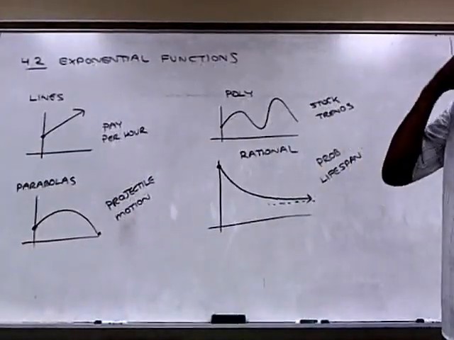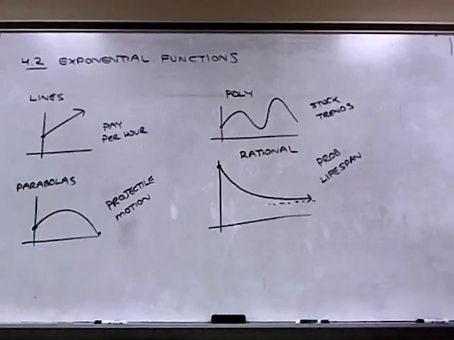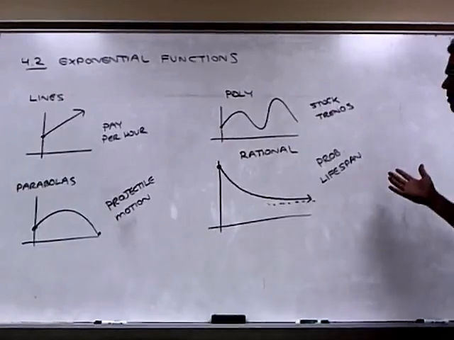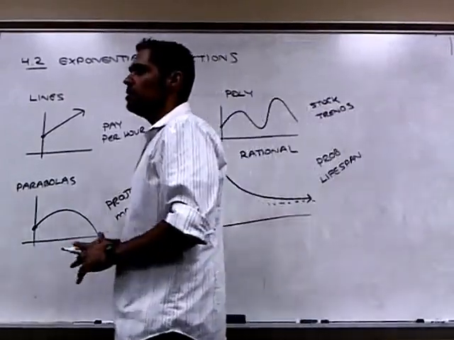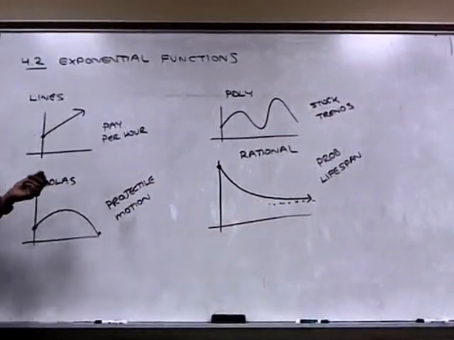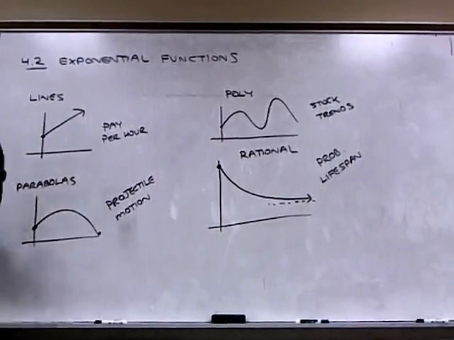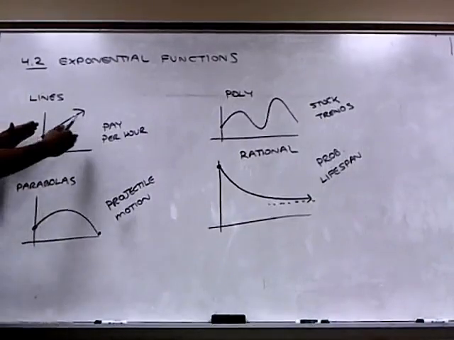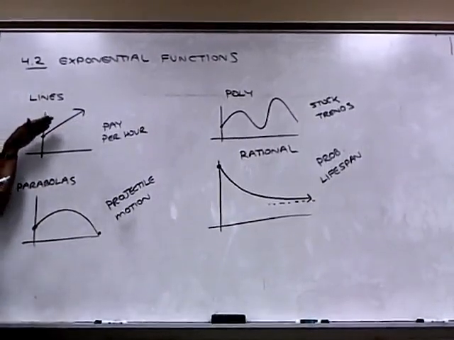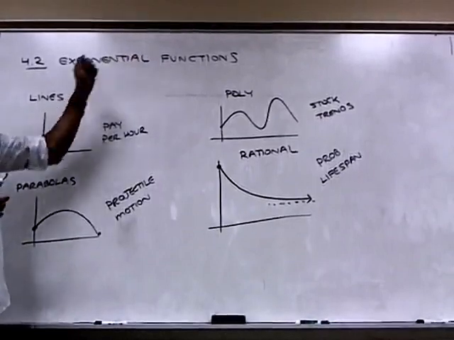You don't need to write all this down because I've already talked about this before. We've studied so far these 4 types of functions. Lines: a good example is someone who gets paid a certain amount per hour, maybe with a base pay. And so, the number of hours they work, their money basically goes up linearly.